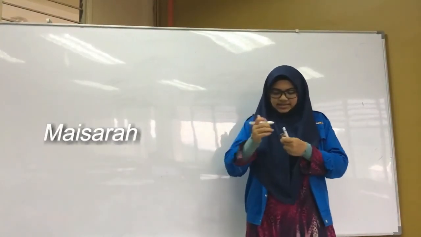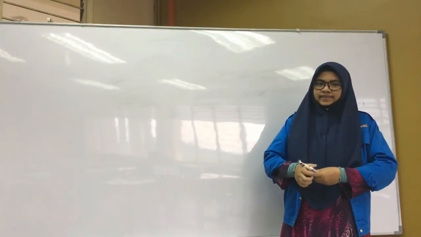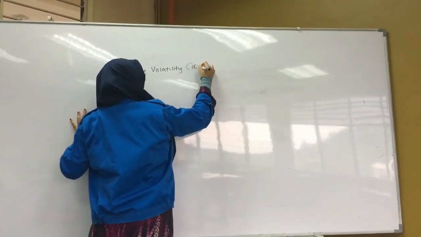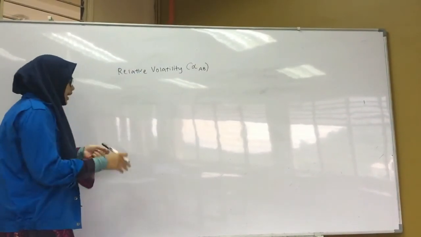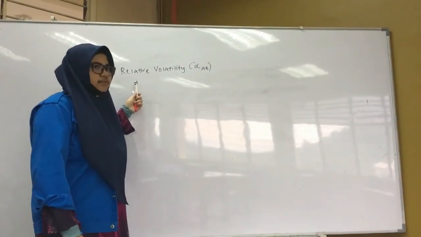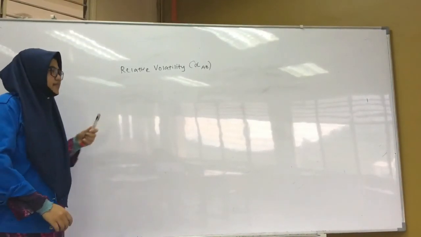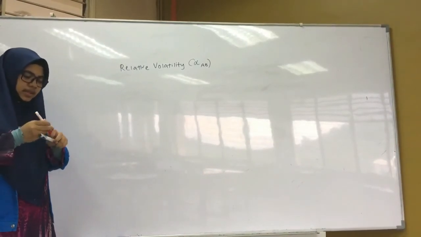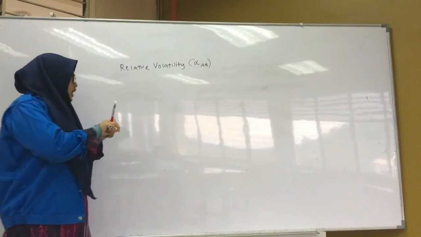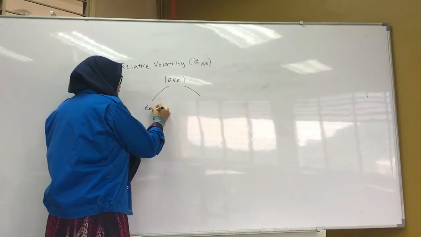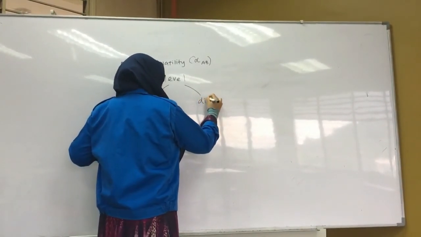Assalamualaikum warahmatullahi wabarakatuh. My name is Maisara binti Razali. We continue with the relative volatility, denoted with alpha AB, which is the measure between two different components and their boiling points. It indicates the level of the separation, which could be either easy or difficult.